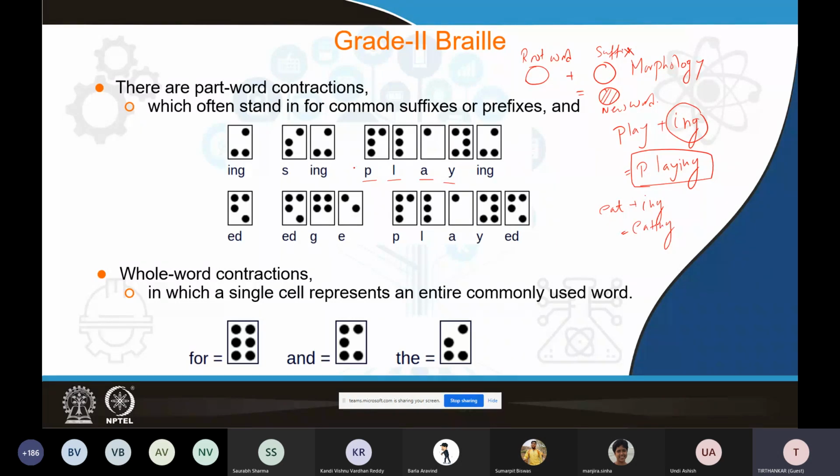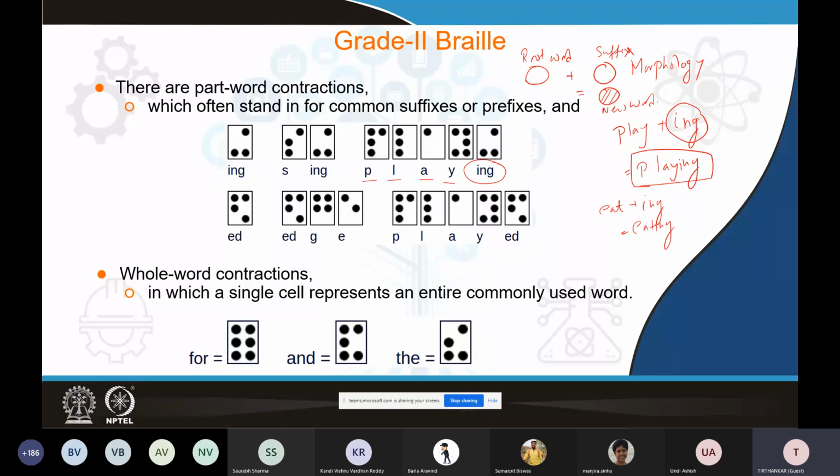So for individual alphabets, there will be a Braille transliteration. But for ing, since it is a very frequent suffix, we have a contracted form like this. So one cell is representing a combination of three different characters, right?